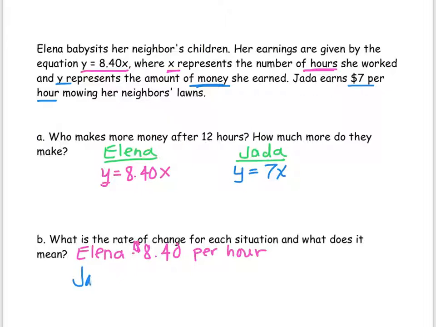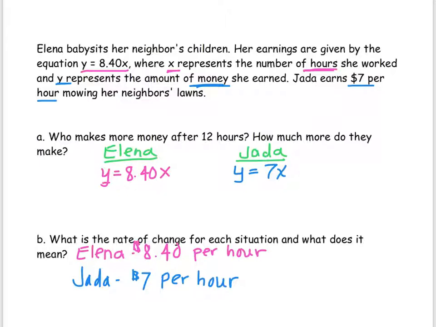Jada, her rate of change is $7. And it's still the same thing, that represents how much she gets per hour. Every single hour is increasing her money by $7. That is the constant rate of change.